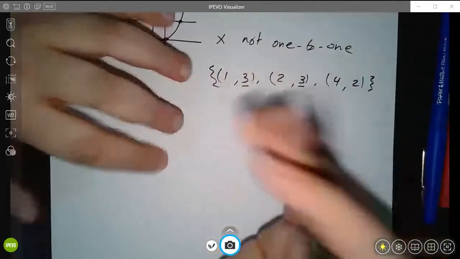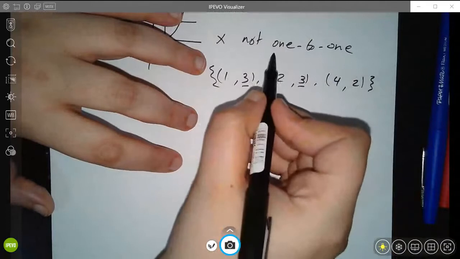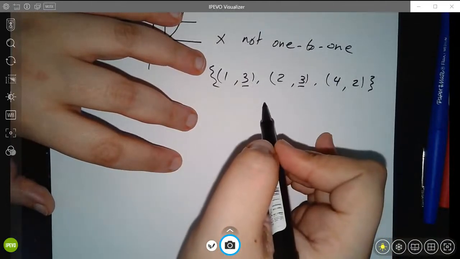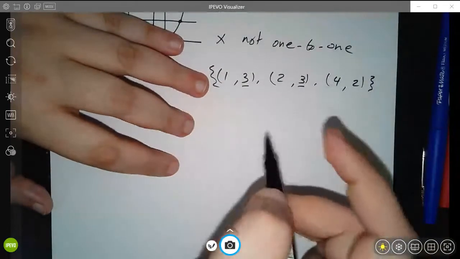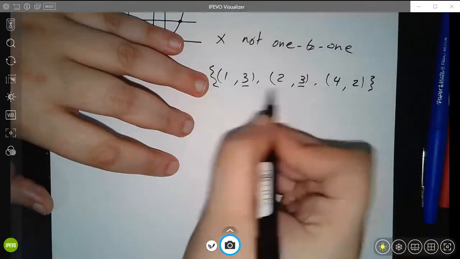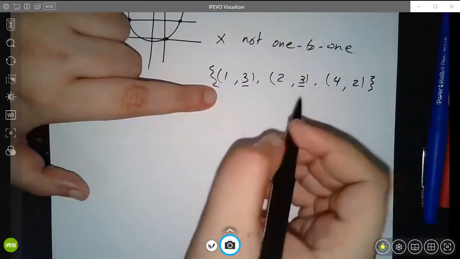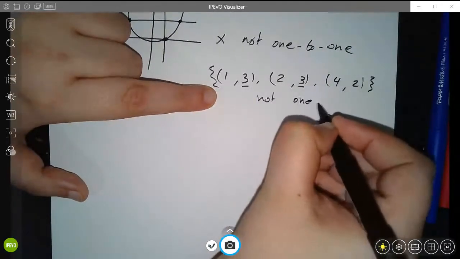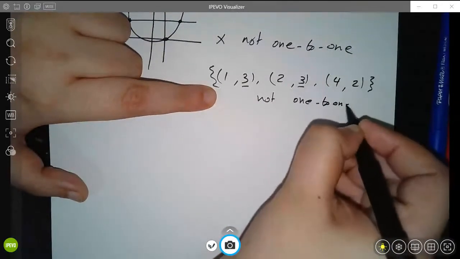Well, in order for a function to be one-to-one, each y value has to be different. So not only the x's, but the y's as well. So because we have the same y value mirrored in 2 points, this relation right here is not one-to-one. Yeah?